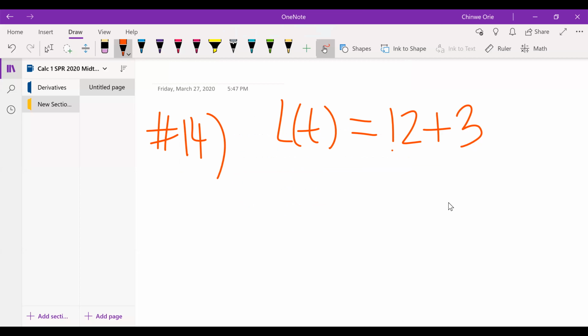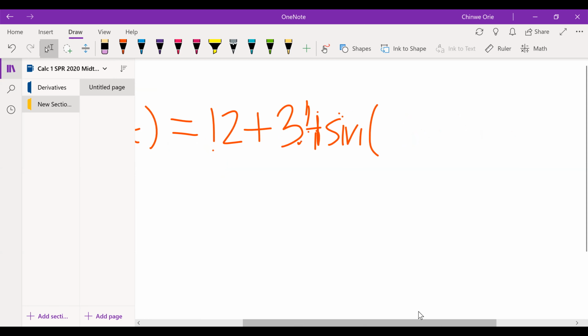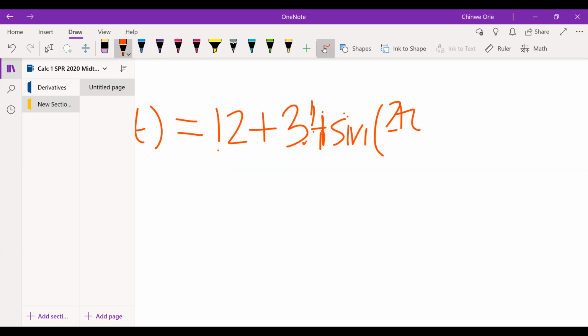Okay. I think it's, what is it? 3.4 sine of, I think it's sine over, let's see, sine over 2 pi. Okay, thank you. 2 pi 365t. That's our equation.